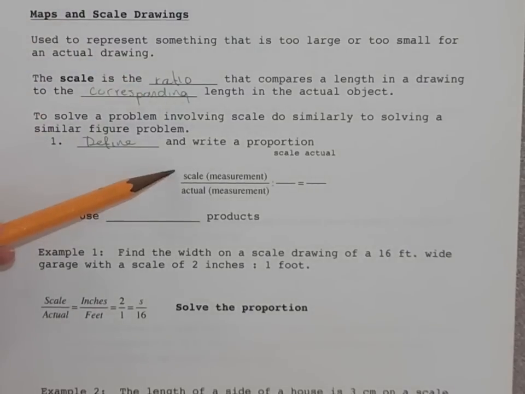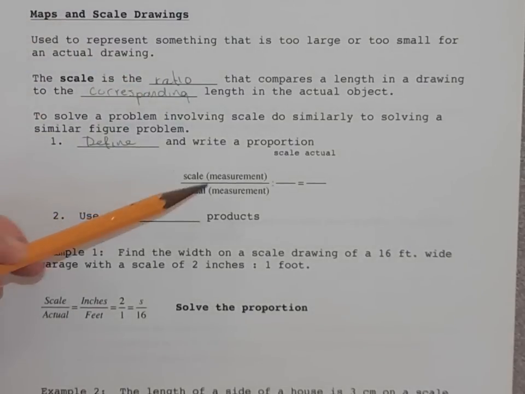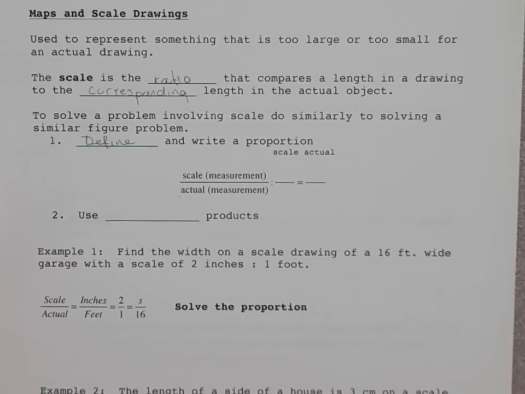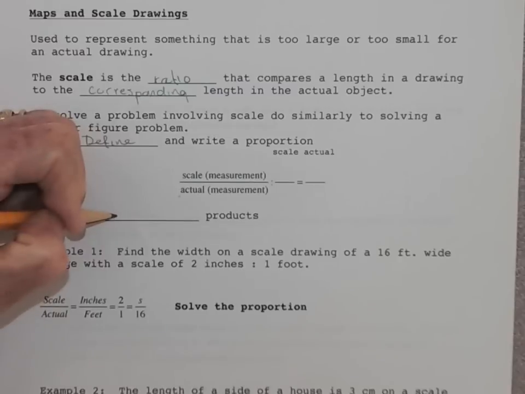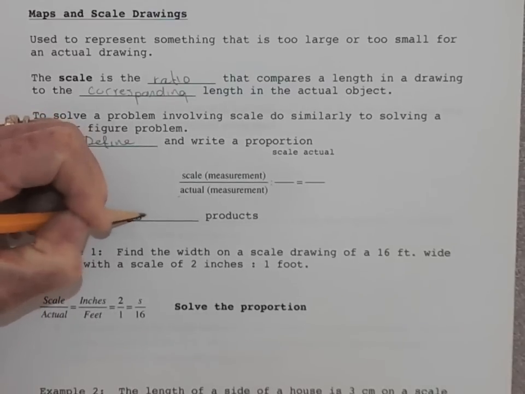So we're going to have the scale measurement to the actual measurement. These could be different measurements. For example, on a map you might see that so many centimeters equals so many miles or so many kilometers. So once we have set up our proportion, we're just going to use cross products.